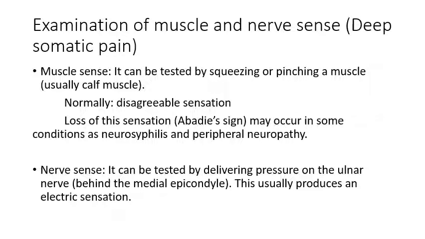Muscle and nerve sense can also be referred to as deep somatic pain. To examine muscle sense, we squeeze or pinch a muscle, which is usually the calf muscle, and normally a disagreeable and discomforting sensation is produced. Loss of this sensation may occur in some conditions, as in neurosyphilis and peripheral neuropathy, and is termed Biernacki's sign. Nerve sense can be tested by delivering pressure on superficial nerves, such as the ulnar nerve behind the medial epicondyle, and it also usually produces a discomforting or an electric sensation.